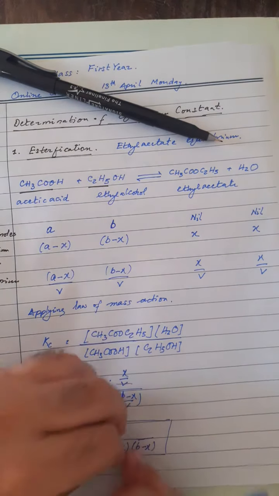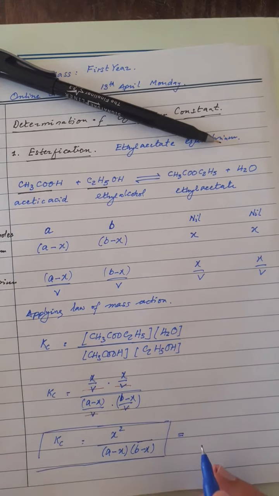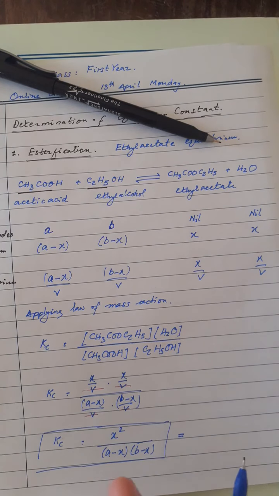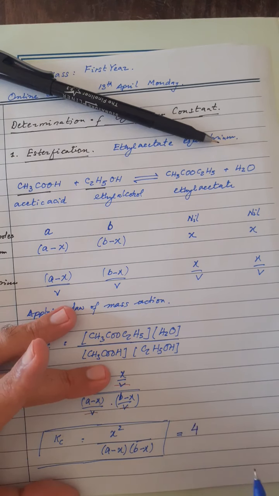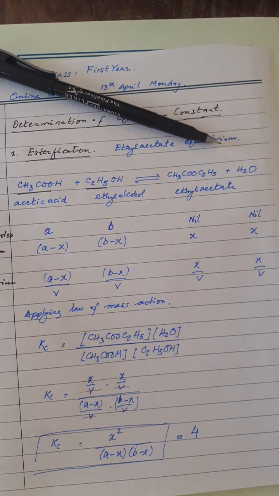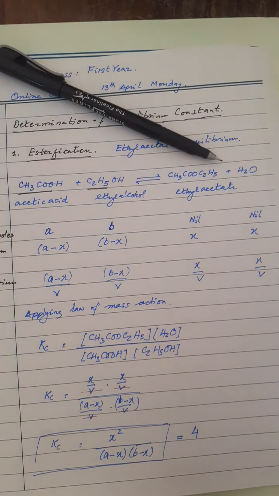Put all these values here, you will have one value, one number. You will have one answer. The ratio will be one answer. And for this reaction, the ratio is about 4. Now, if you take more A and more B, X will also be more. The ratio will not change actually. So you can understand this one.